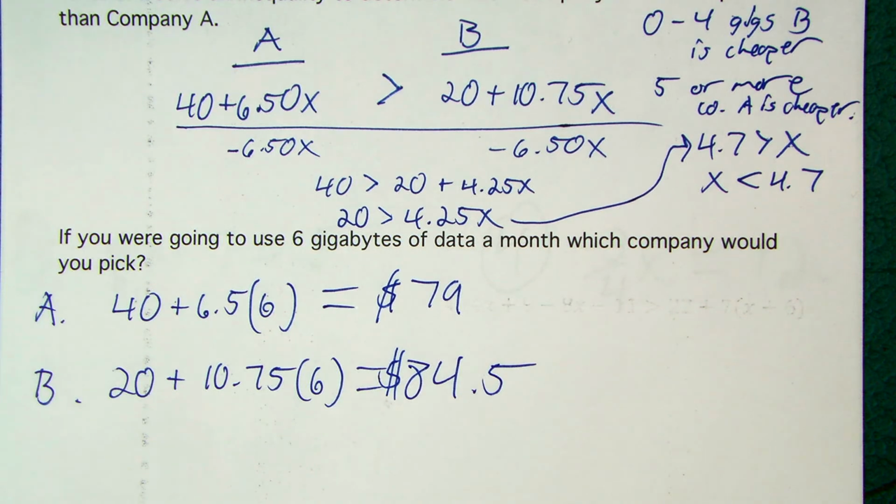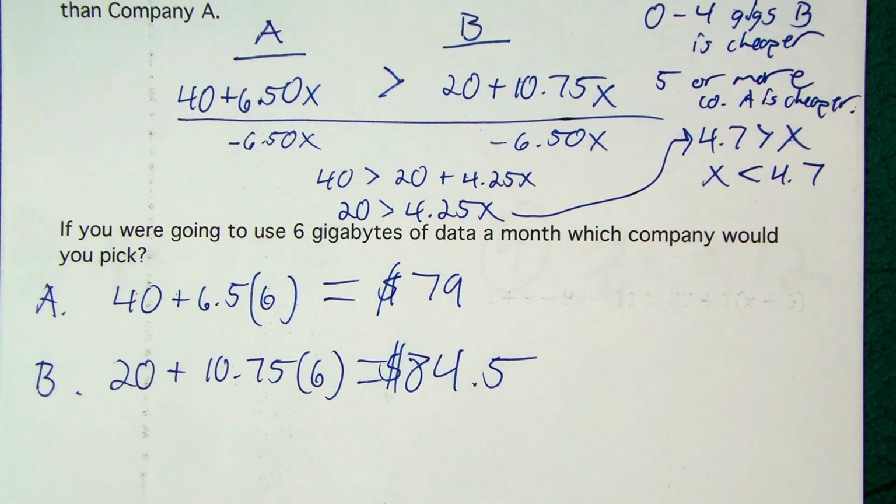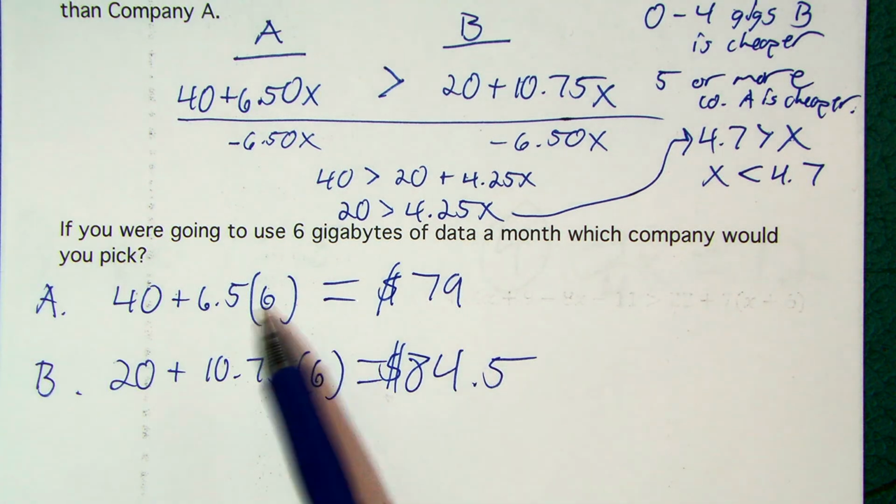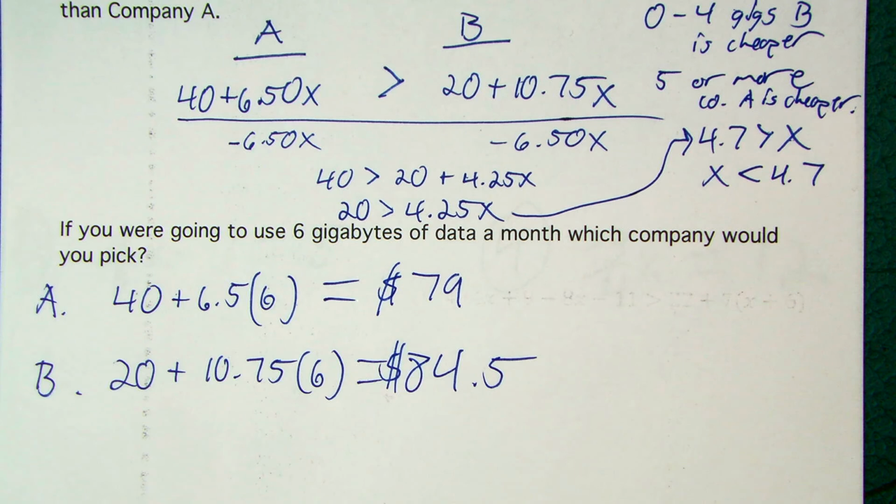We already said 5 or more gigabytes, you want to go with company A. We got $79 for 6 gigabytes with company A, $84.50 for company B. So company A is definitely your cheaper option there, and it's going to continue to be cheaper because once we're even at 6 gigabytes, you're going to keep adding 6.5 or 10.75. And again, probably once you're getting past like 6, 7 gigabytes on a cell phone plan, I don't know this for sure, but you probably just want to start looking at the unlimited plans. All right.